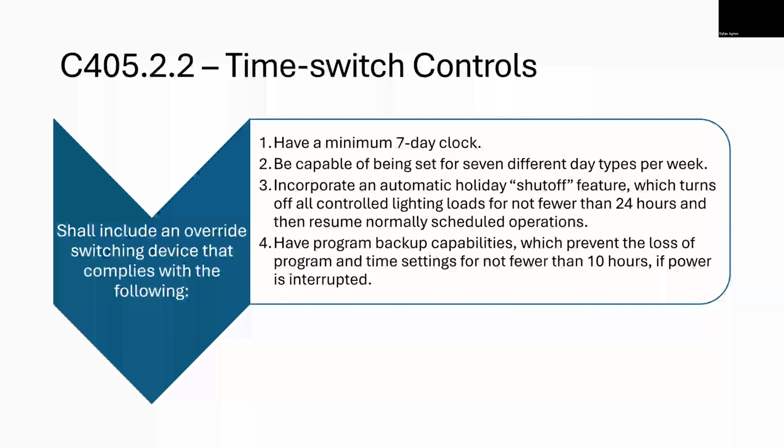The time switch shall include an override switch device capable of the following. Basically, it has to have a certain level of sophistication or smart features. Have a minimum 7-day clock. Be capable of setting 7 different days. That could be a workday, a typical week, Monday through Friday, etc., or a holiday, things like that. Incorporate an automatic holiday shutoff feature, which basically overrides for 24 hours and then goes back to the lighting schedule. So that's if you have a holiday or something that wasn't accounted for. Have program backup capabilities, which prevents the loss of the program, so someone doesn't have to come back out and recalibrate and commission the system.